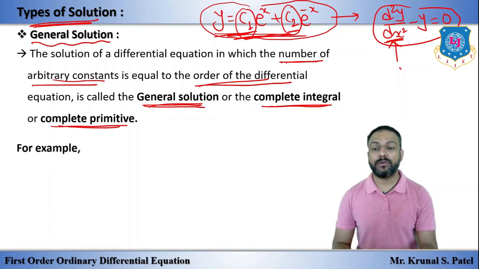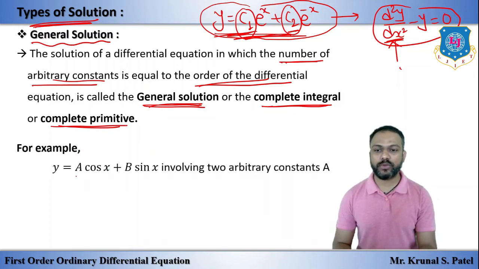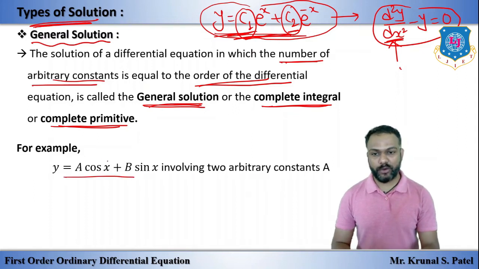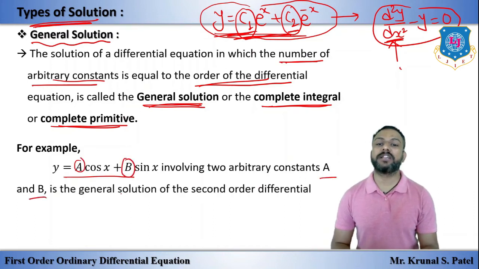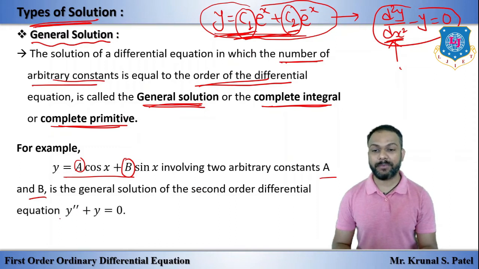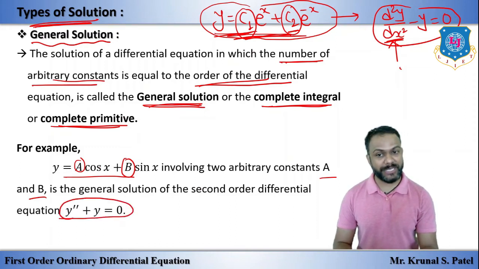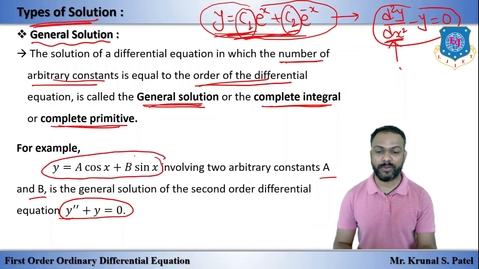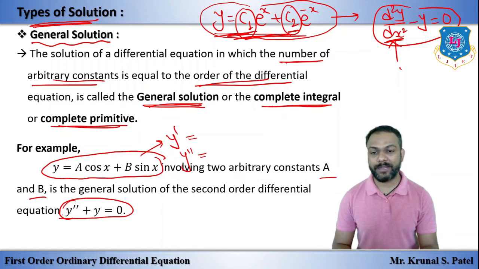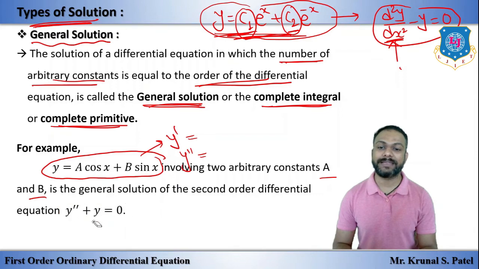Okay, now for example, this y is equal to a cos x plus b sin x, involving two arbitrary constants a and b, is the general solution of the second order differential equation y double dash plus y is equal to 0. You can check as in the method of the previous example that you have to differentiate this y with respect to x one time and again differentiate with respect to x a second time, and by putting these two values y double dash and y in this equation you will get the right hand side.